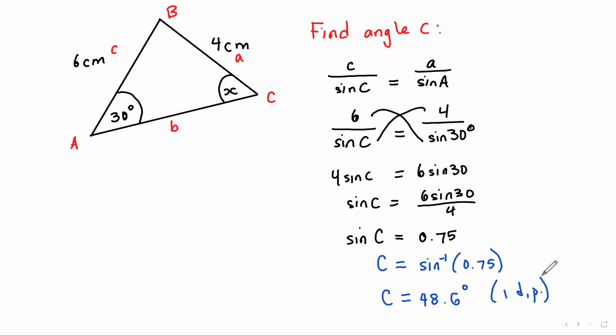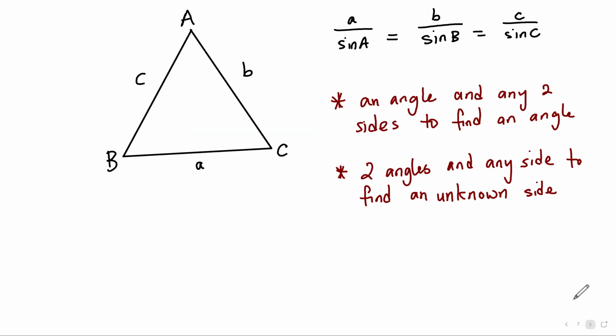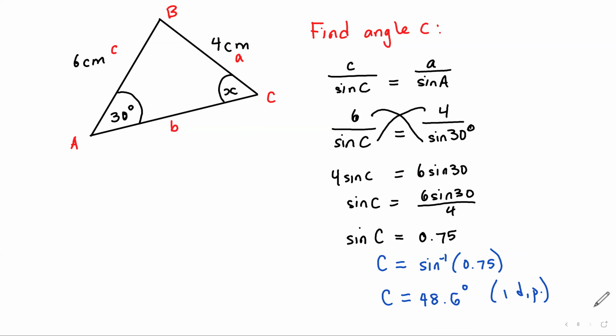So unlike the cosine rule, where you needed to have all 3 sides in order to find an angle, in the sine rule, you simply need 2 sides and one of the angles opposite one of those known sides, and you'll be fine. Okay, so we just looked at using the sine rule to find an unknown angle. Let's use it to find an unknown side now. So suppose I have a triangle.